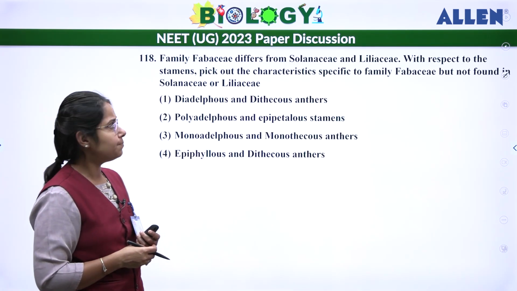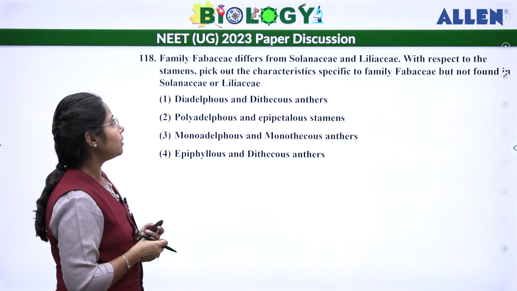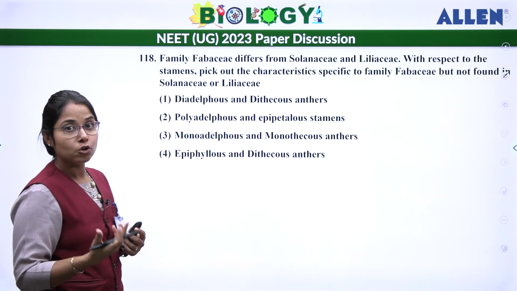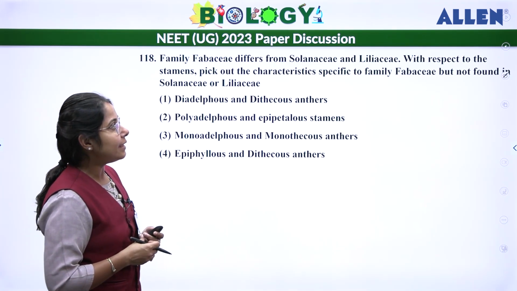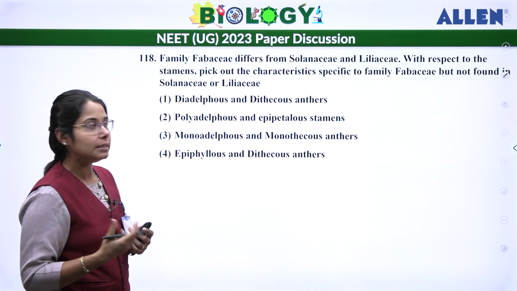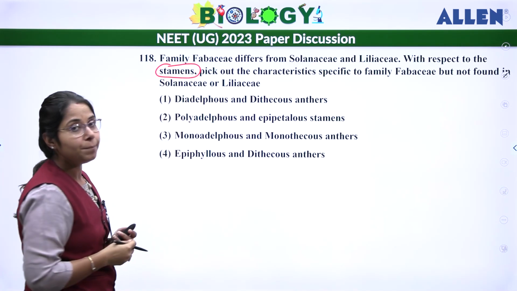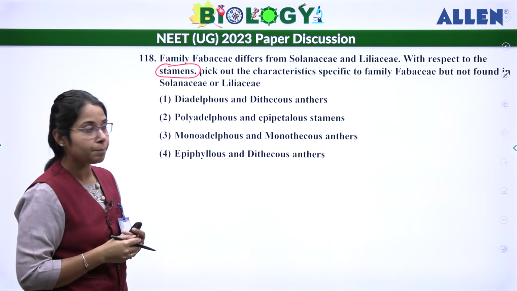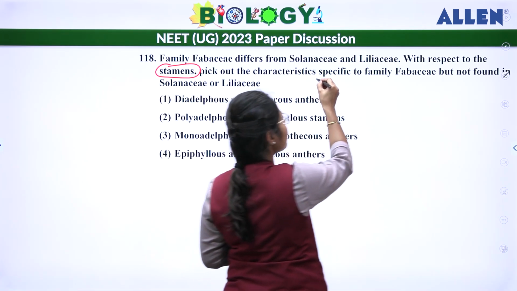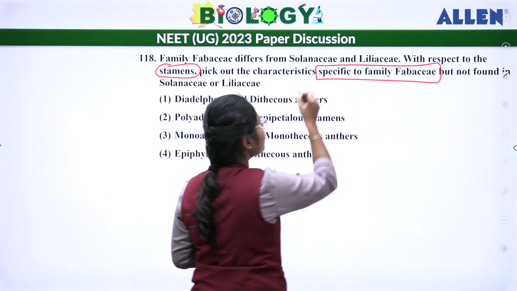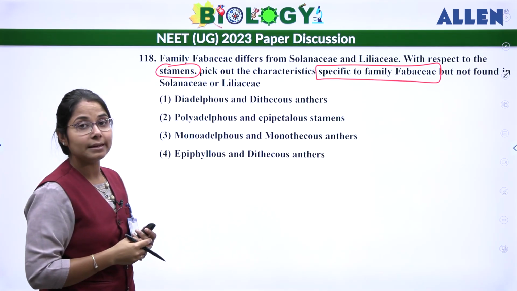Let's move to the next question. Now, family Fabaceae differ from Solanaceae. Okay, Fabaceae is nothing but your legumes. Solanaceae is the potato family. And Liliaceae, that is onion, garlic, lily. With respect to stamen, that means they're talking about your male reproductive structure, androecium. Pick out the characteristics specific to family Fabaceae. So something which is specific to Fabaceae. It is there in Fabaceae but is not found in Solanaceae and Liliaceae.